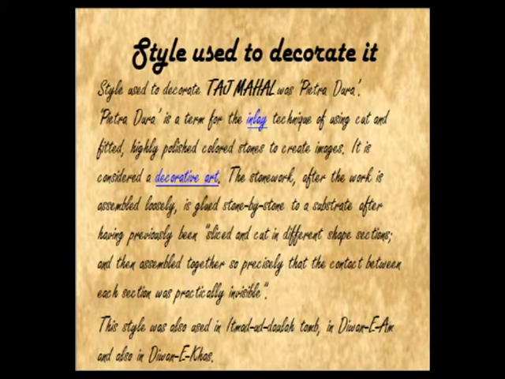The stonework, after being assembled loosely, is glued stone by stone to a substrate after having previously been sliced and cut in different shaped sections, and then assembled together so precisely that the contact between each section was practically invisible. This style was also used in Itmad-ud-Daula's tomb, in Diwan-e-Am, and also in Diwan-e-Khas.